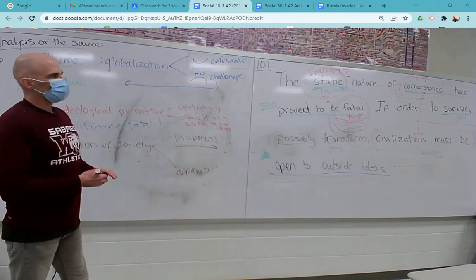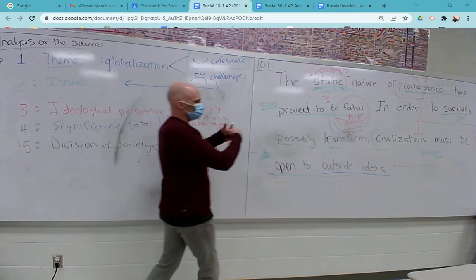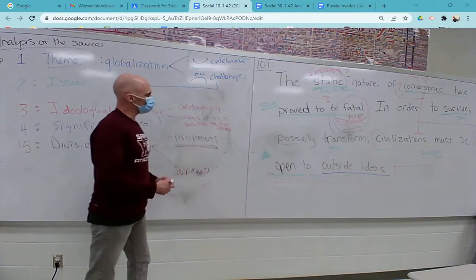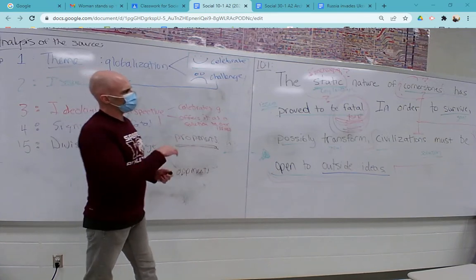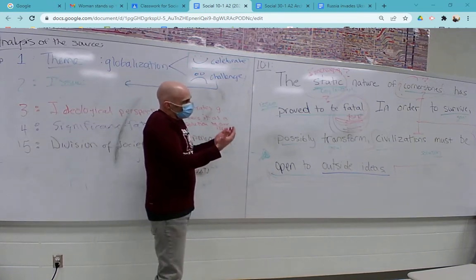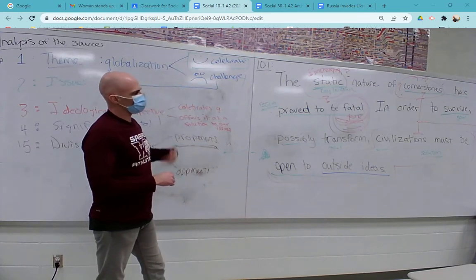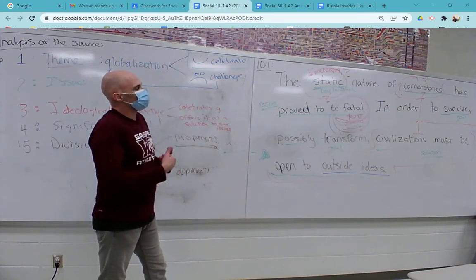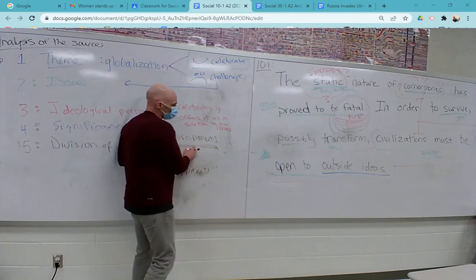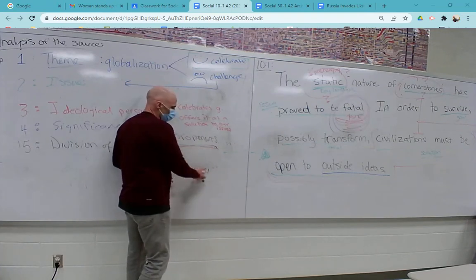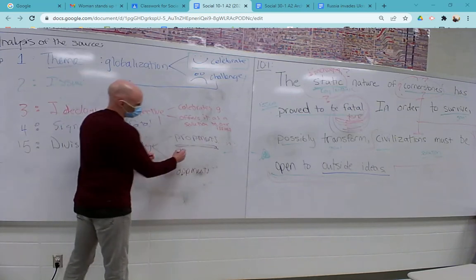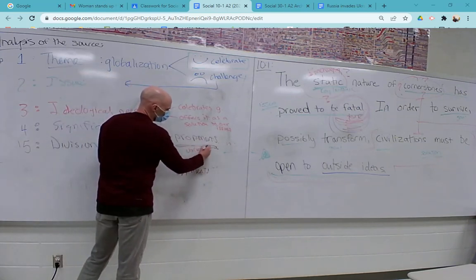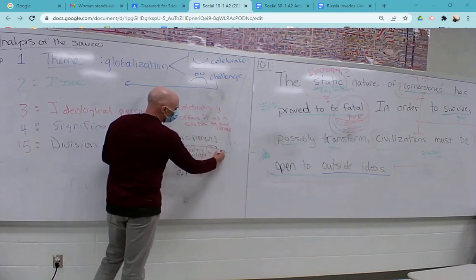So as we learn this content in the next couple of days, we want to look at, well, who would agree with this source? Who would agree that the static nature of Cornerstones has proven fatal, and in order to survive and possibly transform, civilization must be open to outside ideas? Who might be a proponent of that, and who might be an opponent? And when we unpack the proponents, what values are they promoting? What beliefs are they expressing? What vision of the world do they have?